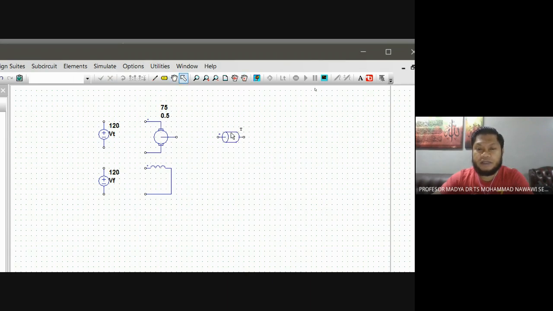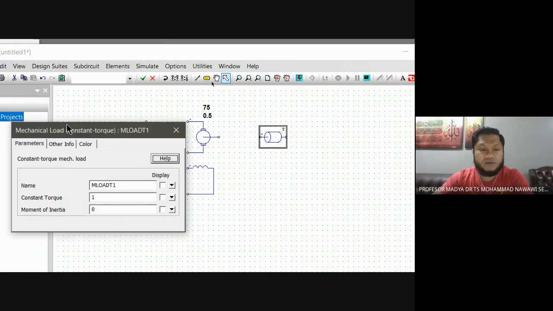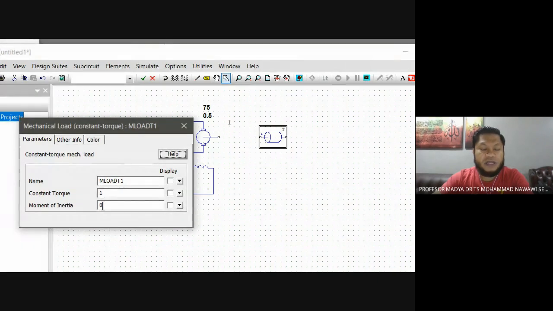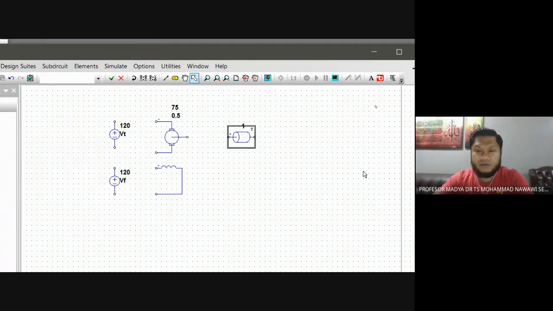So if you double click that, it will give you nothing. It's a constant torque of one and moment of inertia. This is the ideal case. So it's constant torque of one and moment of inertia of zero. So leave it as that. You can put that right. Okay. So now we're almost done.